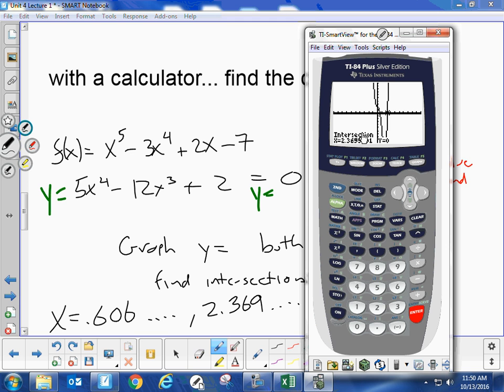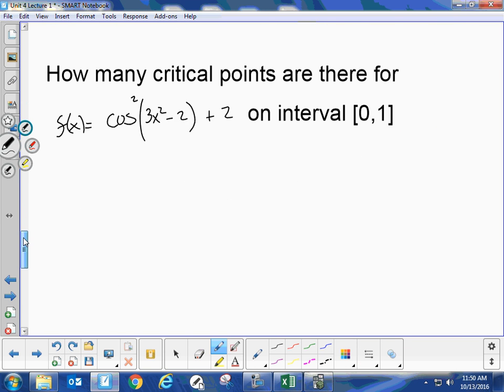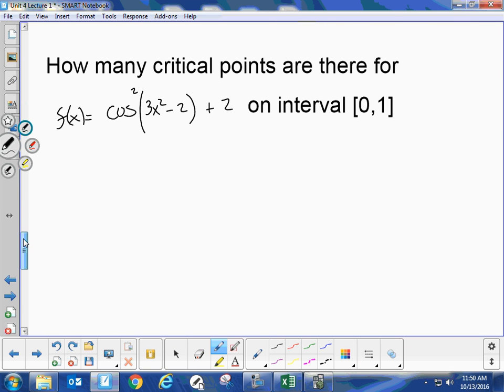You can do this to help check your solutions while you're doing your homework. You just graph y equals the left, graph y equals the right. Sometimes you will be asked certain questions like how many critical points are there for a certain function on an interval? Well, you need to find the derivative correctly, then you need to graph that derivative and see how many times it crosses the x-axis really between 0 and 1. Go ahead and do that.